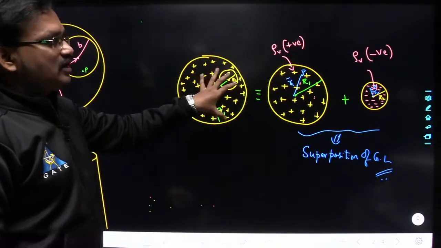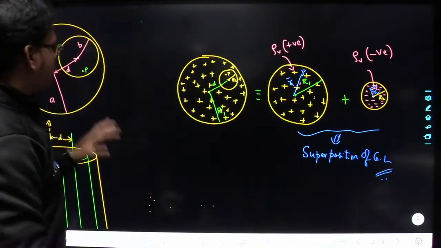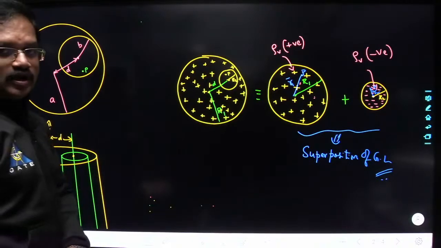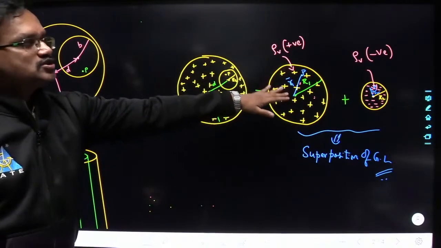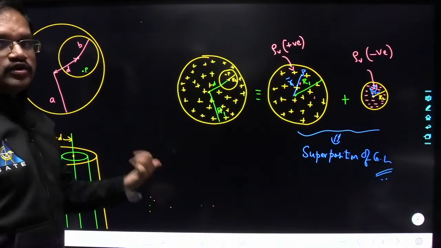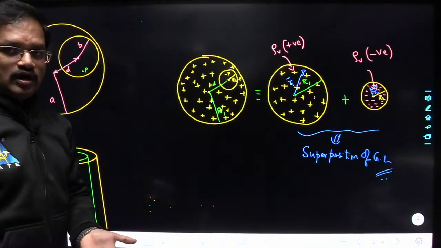Here we are having charge distribution. Here what you are having? Current distribution. Understood? Here this is uniform charge distribution. Here you are having uniform current distribution. That's it. Understood? Okay.